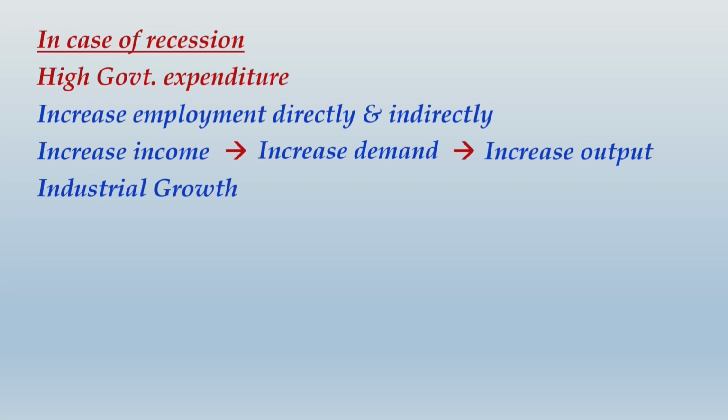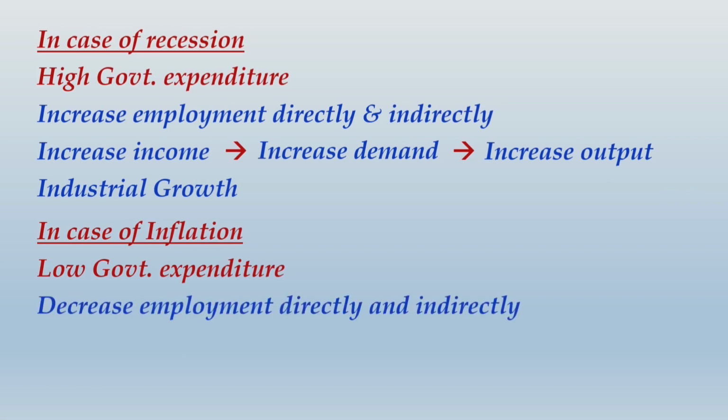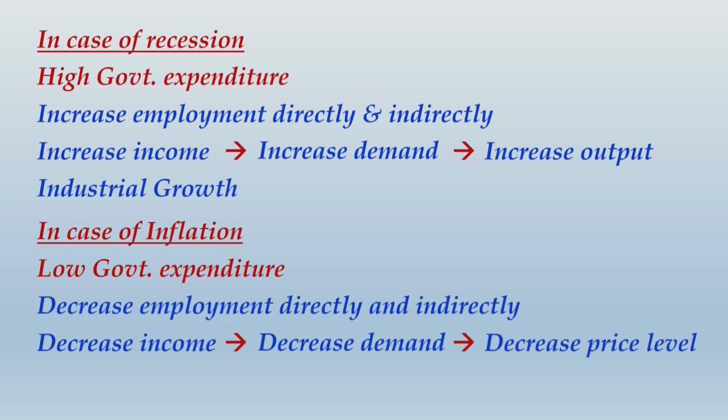And the reverse will be the case when it is a case of inflation. So in case of inflation, government will lower its expenditure, which will decrease employment directly and indirectly, and this will decrease income in the hands of the public. And then what will happen? If the income is decreased, people will tend to spend less. That means the demand also decreases, and decrease in demand will result in decrease in price level, through which inflation can be controlled. So this is something very, very important. As I have explained, just write it down and then we shall move ahead.